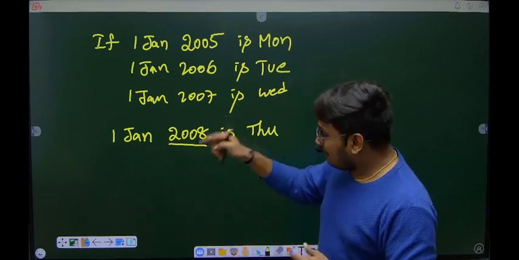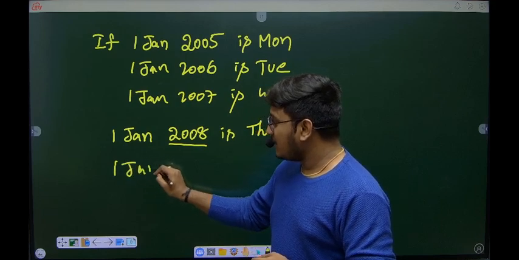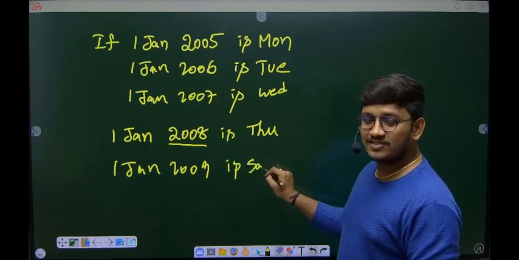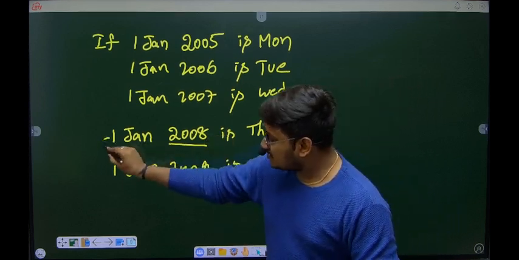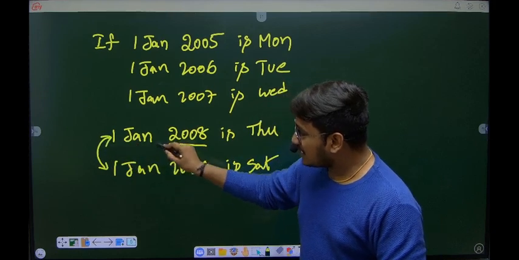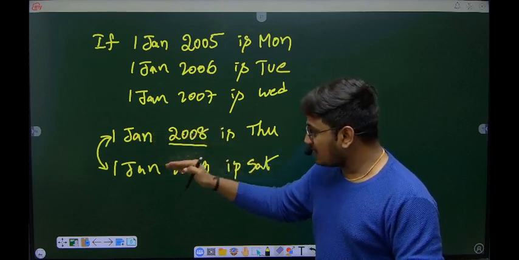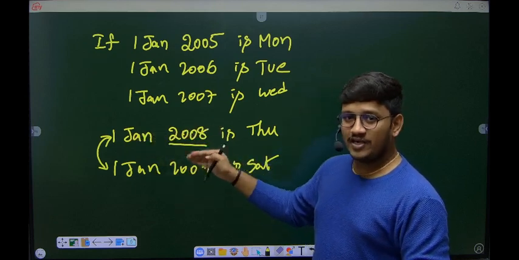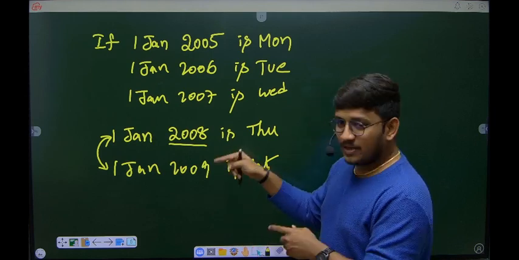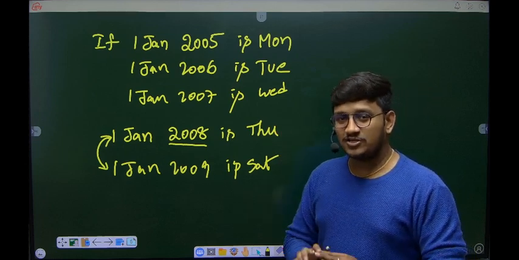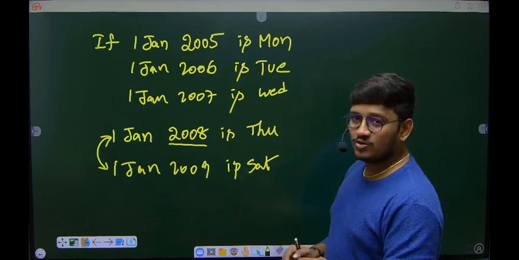If I'm talking about 1st January 2009, this will not be Friday, this will be Saturday, because in this range, from 1st January 2008 to 1st January 2009, within this 1 year difference, the leap year impact will come. So obviously Thursday becomes, next, Saturday, and it's not Friday. Likewise we have to calculate.